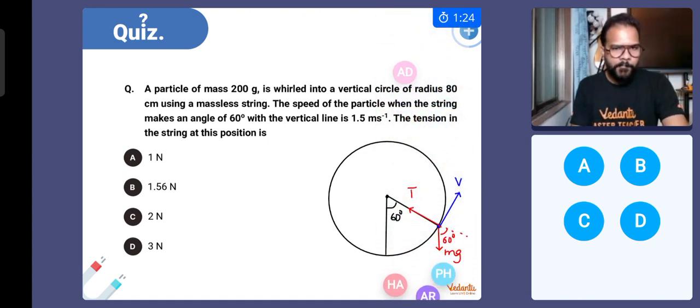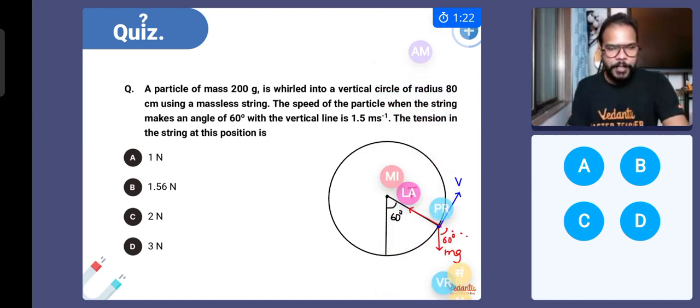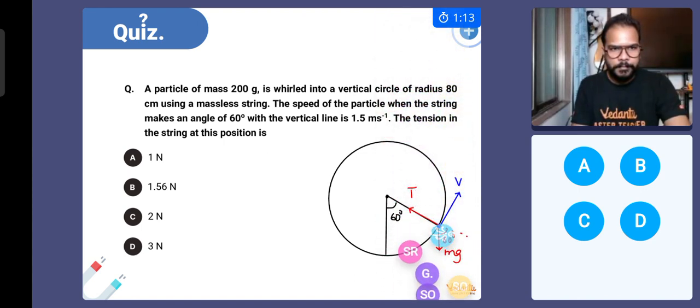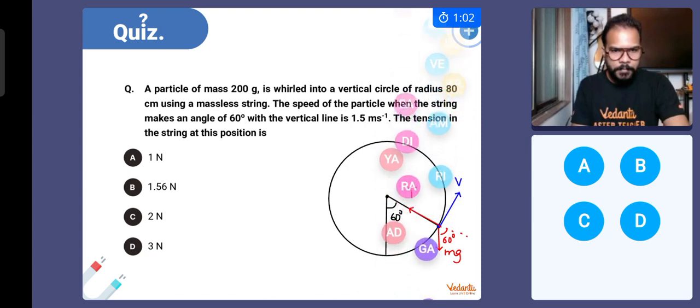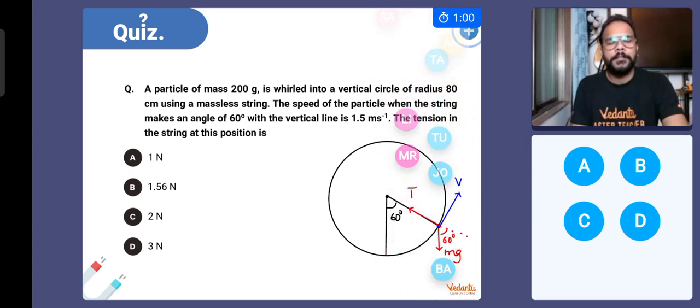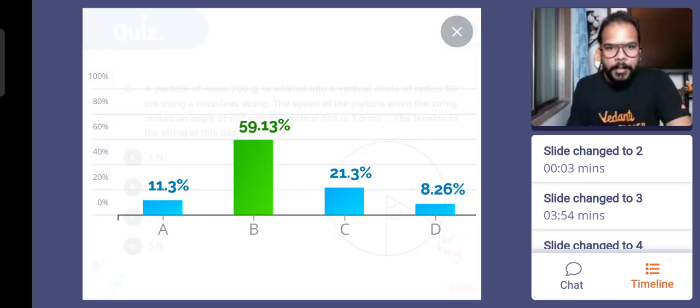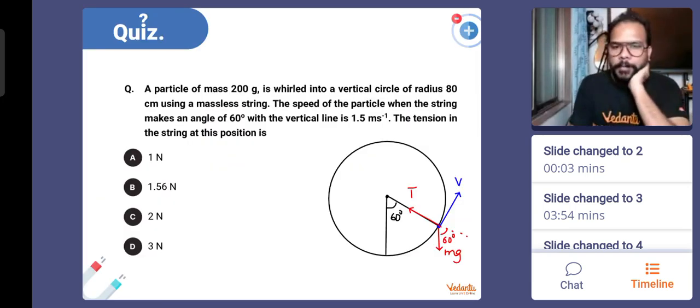45 seconds remaining. Last 15 seconds now. Okay, and good number of people. Very good.